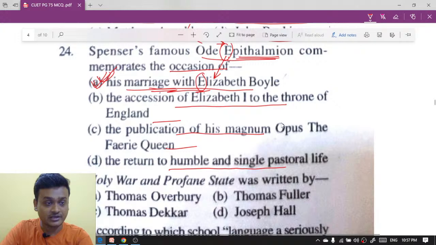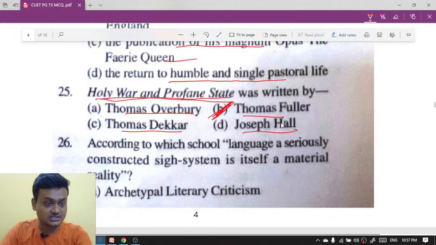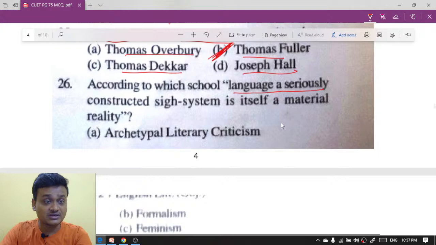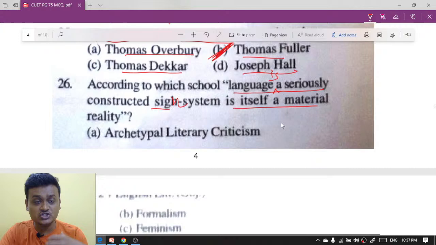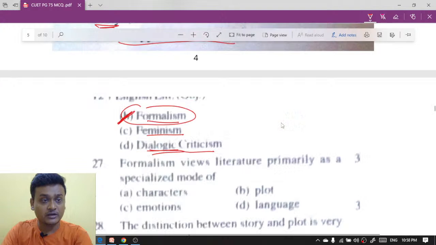Next question. According to which school is language a seriously constructed sign system that is itself a material reality? Options are archetypal literary criticism, formalism, feminism, and diagnostic criticism. According to formalism, language is a seriously constructed sign system. So it is formalism.